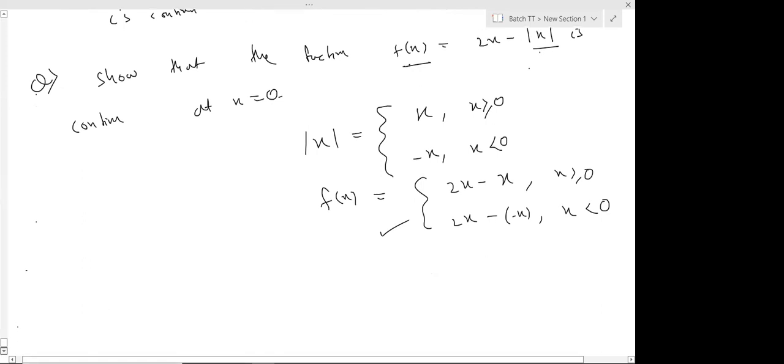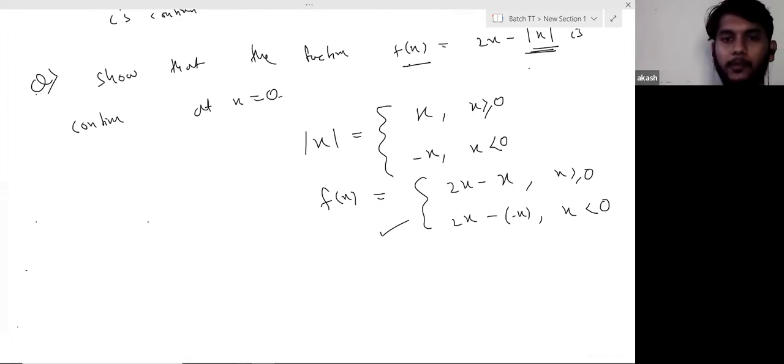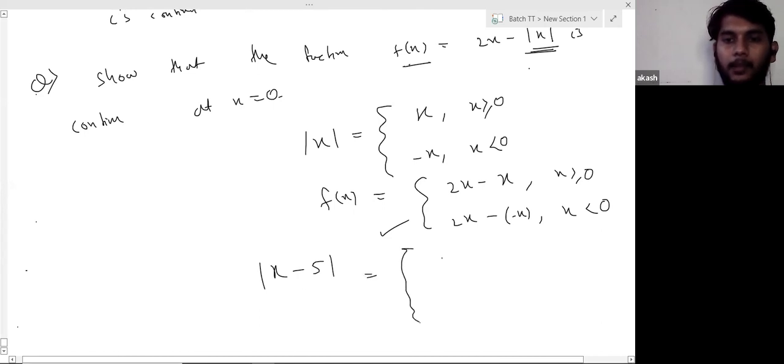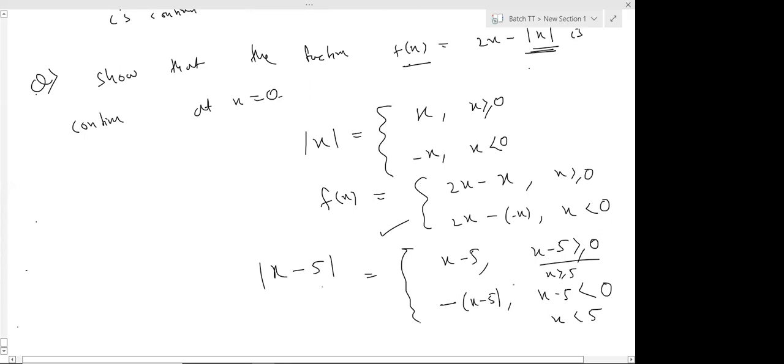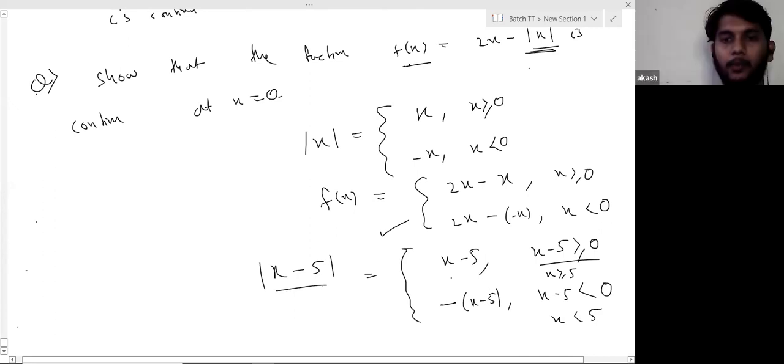So this thing you must remember, whenever you see a modulus function, just open the brackets. If you face a modulus function like |x minus 5|, how to open this? You will write this as x minus 5 when x minus 5 is positive, and this is minus of x minus 5 when x minus 5 is negative. You can simplify this further: x is more than 5, x is less than 5. This thing is clear, right? So this whole expression will be positive when the expression inside is positive, and negative when the expression inside is negative.